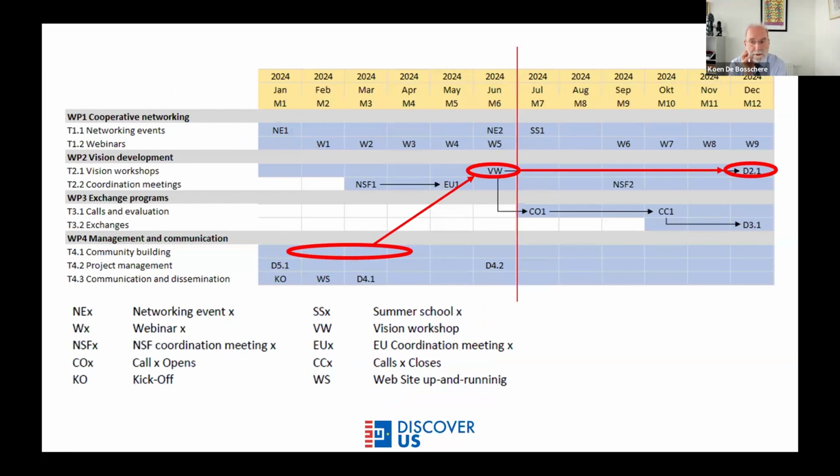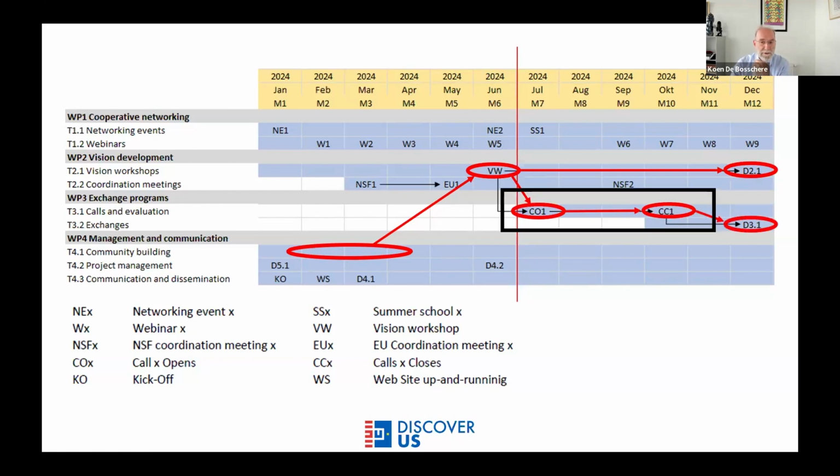Now, even more important than the white paper are the calls that we will launch. So we will open a call in July, and the call will close in October. And that's actually the reason why we are here today, to explain how you can participate in these calls and how you can get the money to visit a colleague across the Atlantic Ocean to do some collaborative work. So that's the part on WP2 and WP4.